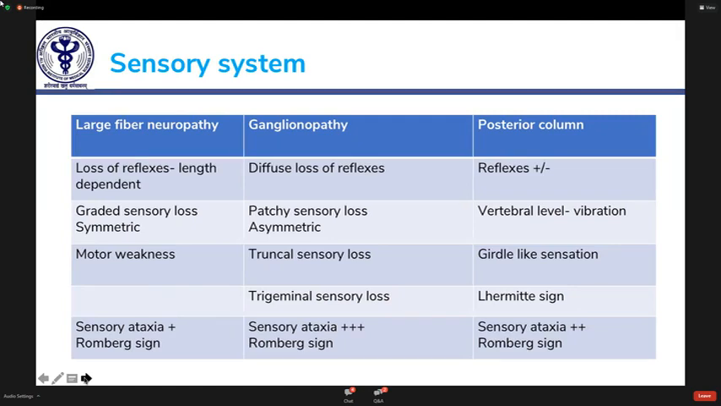Graded sensory loss and symmetric involvement is usually seen in large fiber neuropathy. In ganglionopathy, the sensory loss will be asymmetric, sometimes truncal, proximal, facial, with trigeminal sensory loss. You may get a vertebral level for the vibration. You get a girdle-like sensation due to posterior column involvement. You may get a Lhermitte sign. Sensory ataxia is most severe in sensory ganglionopathy, and the Romberg sign will be positive in all three.